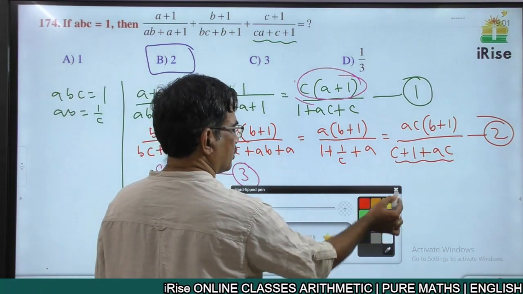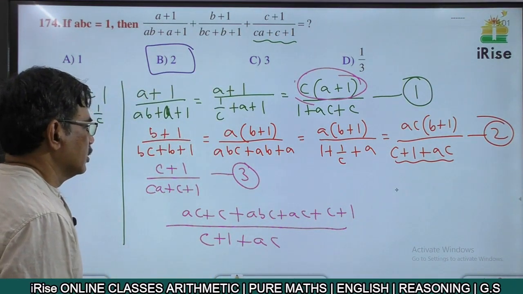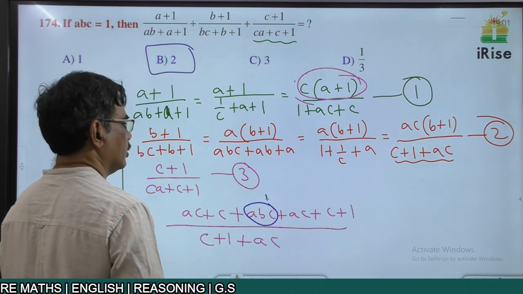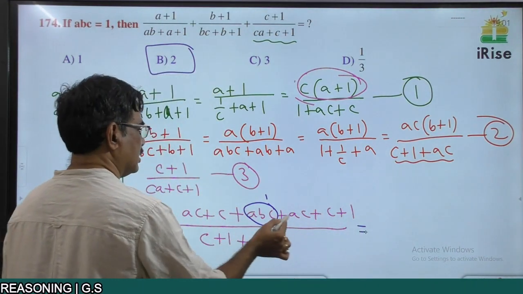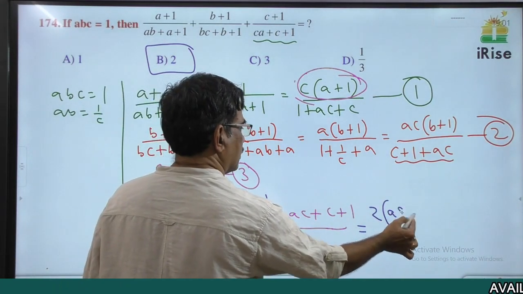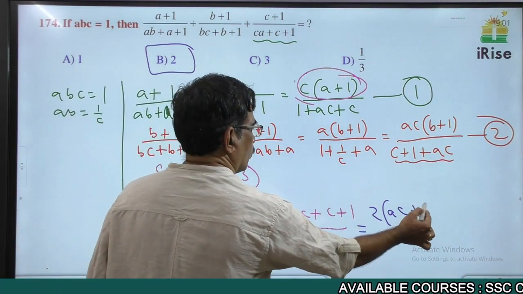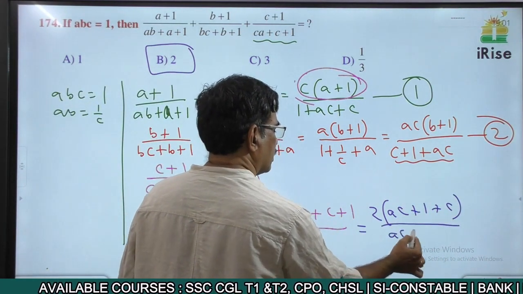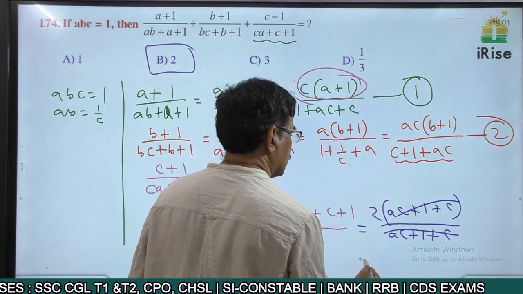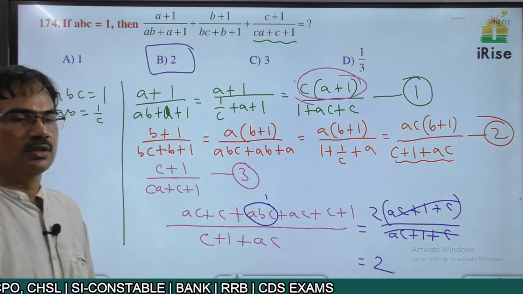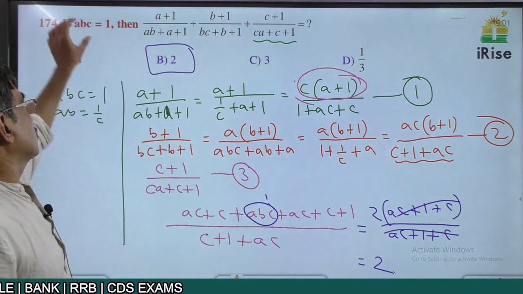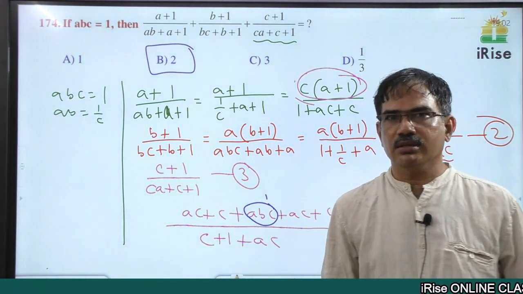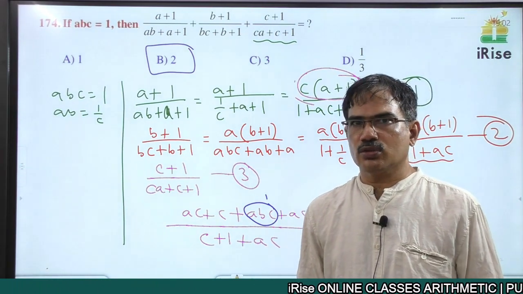Then what does it become? ABC is equal to 1. Then AC plus AC, 2 times AC, 1 plus 1, 2, and 2 times C, so 2 times C plus AC plus 1 by AC plus 1 plus C. These two get cancelled, so the answer is 2 for this question. So this is a lengthy procedure. Just by taking A equal to 1, B equal to 1, C equal to 1, we get the answer easily. Okay, next question.